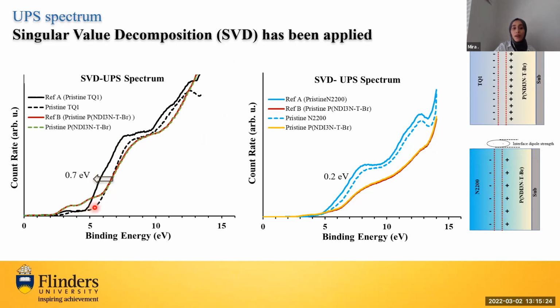And the second component is P11, and this can be identified as P11 spectra, and doesn't show any shift on the energy scale. Same observation we found for the N2200 layer. For N2200, we found also two references.